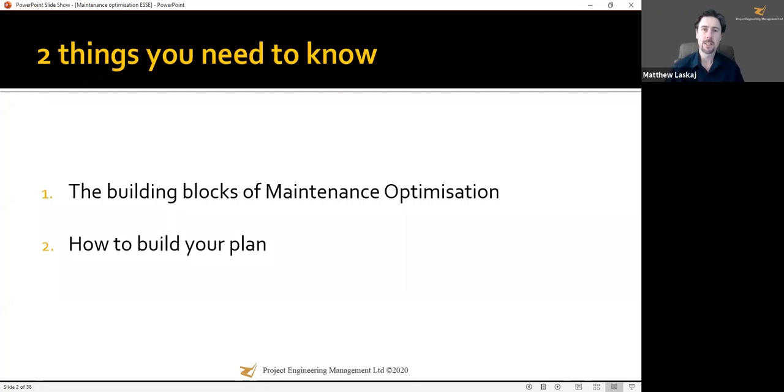So the presentation this evening, as Ahmed introduced there, it's about maintenance optimization techniques, and it's about two main areas that I want to talk about tonight. What are the building blocks of maintenance? So what are the foundations that you need to get your maintenance plan in order? And then how do you actually build a plan once you understand your options that you have at the time? So they're the two main things I'm going to cover this evening.